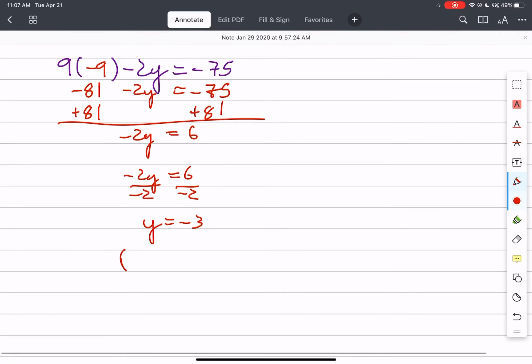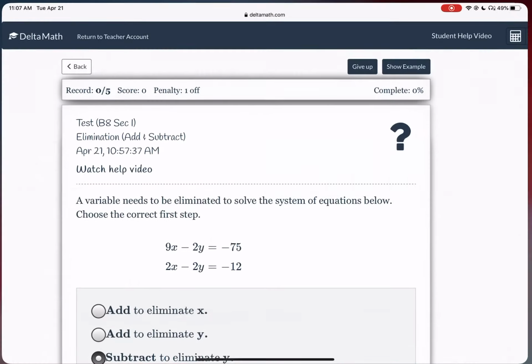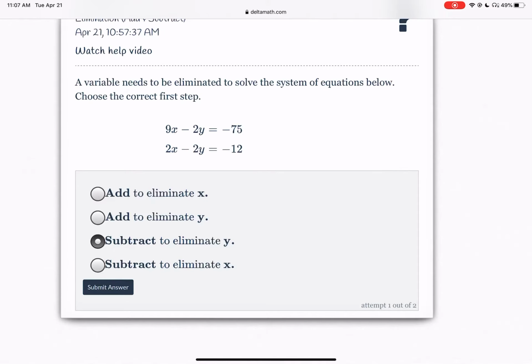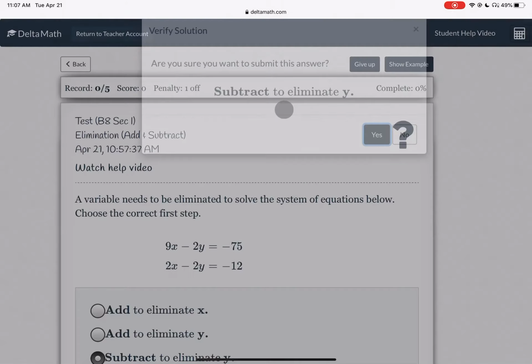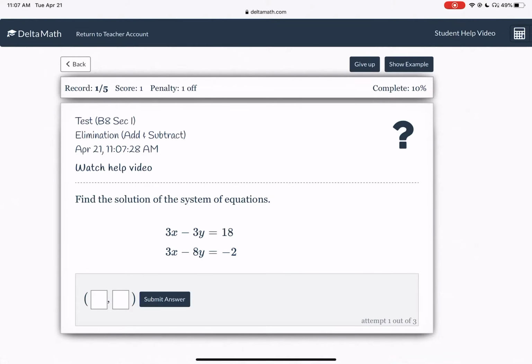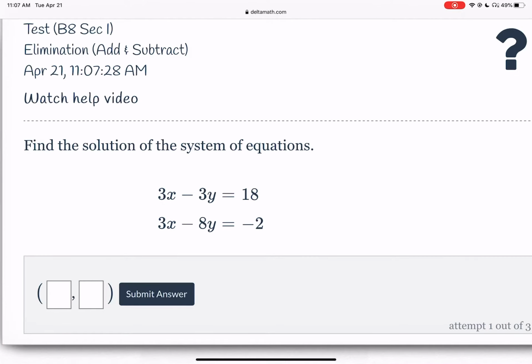So the answer, as an ordered pair, my y value is negative 3, and then the x value was negative 9. So sometimes it'll just ask you, what are you doing? Are you adding to eliminate, or are you subtracting to eliminate, and then which variable gets eliminated? Other times it's not asking which one to do, it wants you to actually solve.